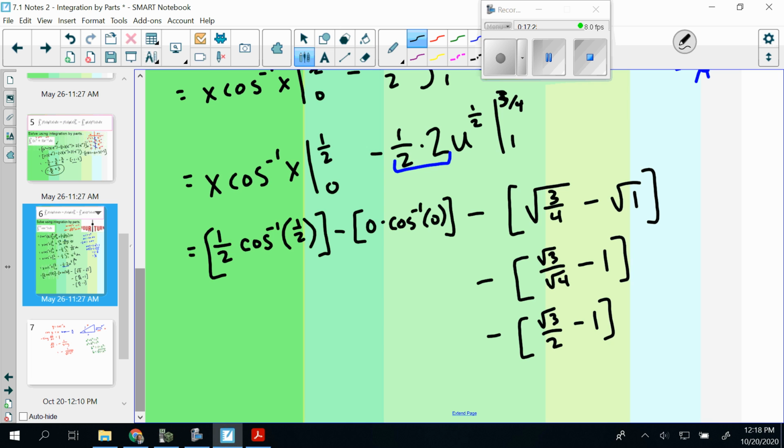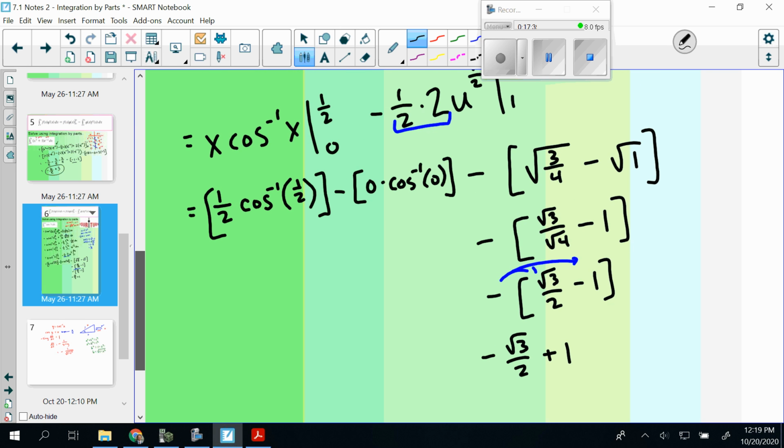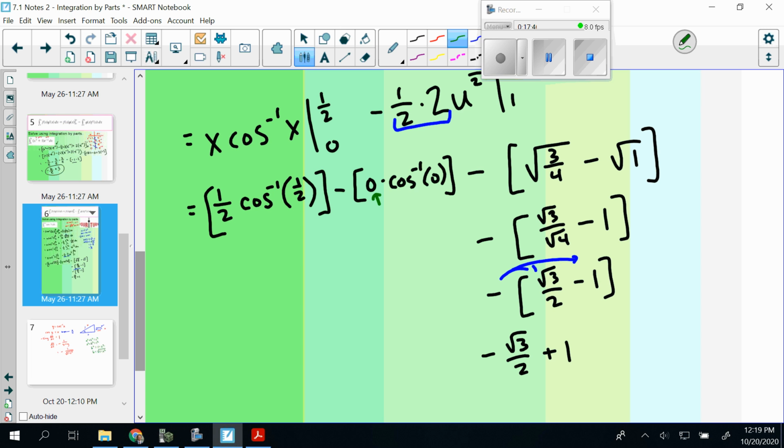And since you've got this minus sign out front, eventually we're going to have to distribute that to both of these here. So this is going to end up being minus square root of 3 over 2 plus 1. All right, now let's look at this other one. One of these at least is a little bit harder. This one's going to be easy because if we've got 0 times anything, we know that's just going to end up being 0. This one is a little bit harder though.